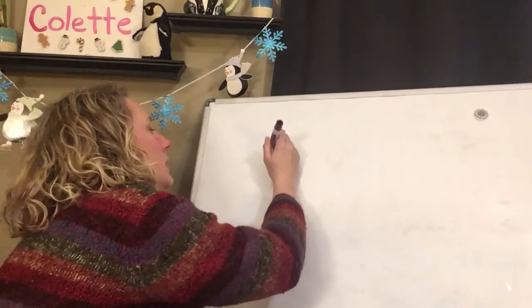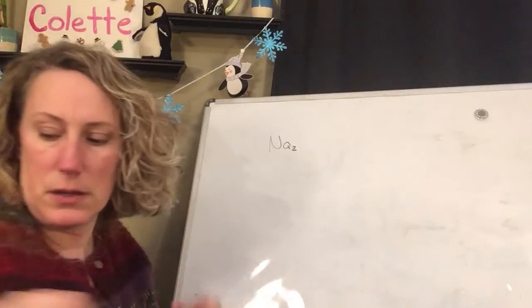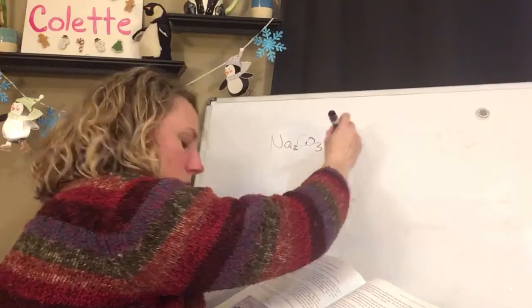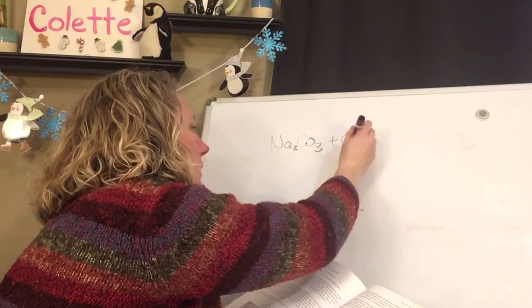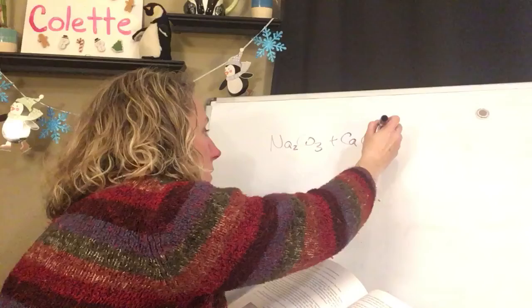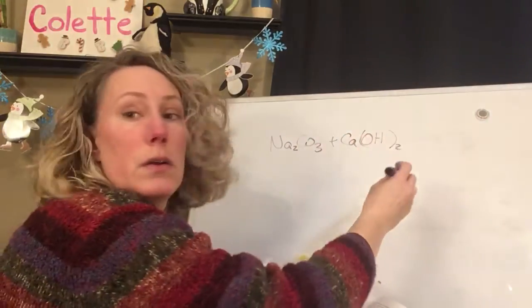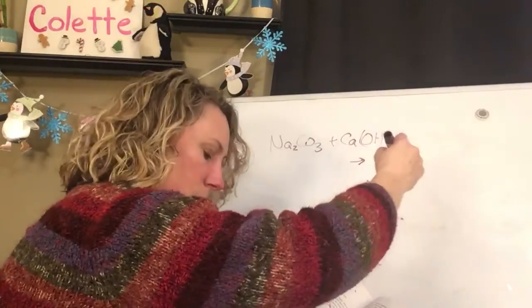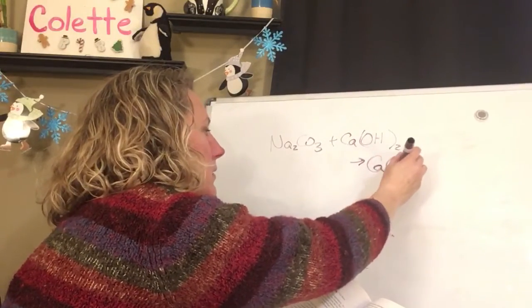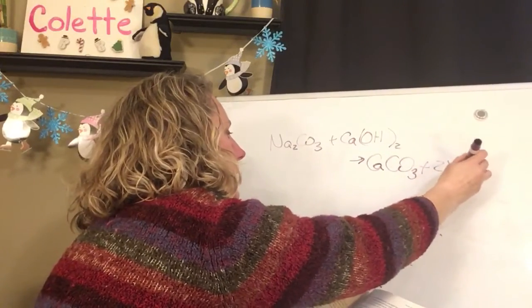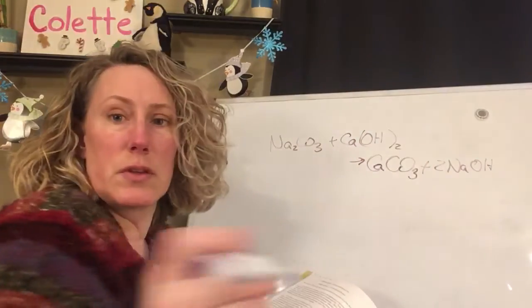A chemist wishes to make calcium carbonate by using this reaction. Na2CO3 plus Ca(OH)2 turns into CaCO3 plus 2NaOH. See if you can see all that.